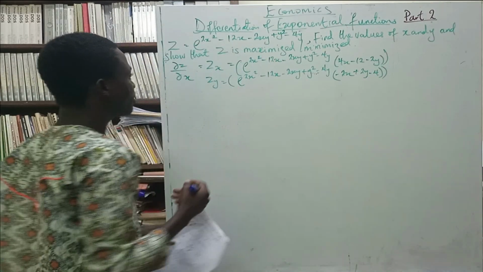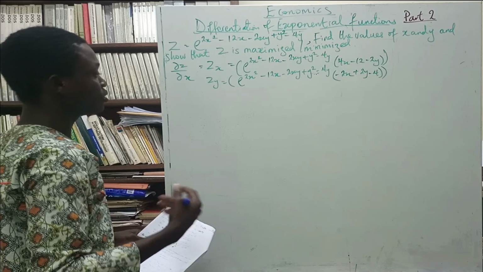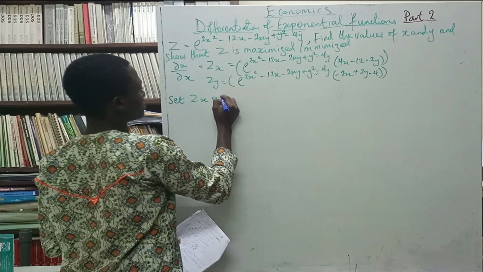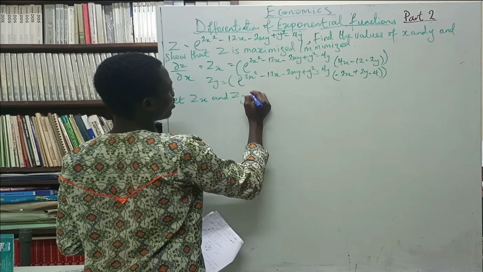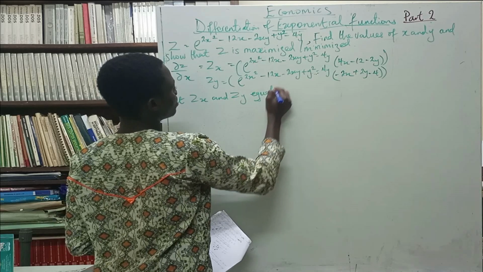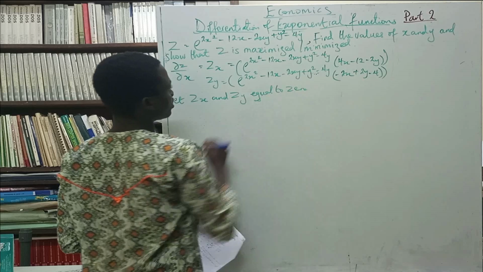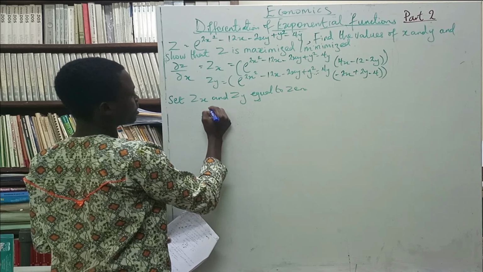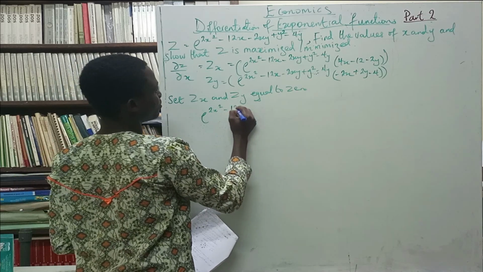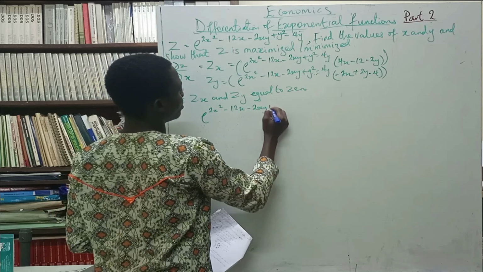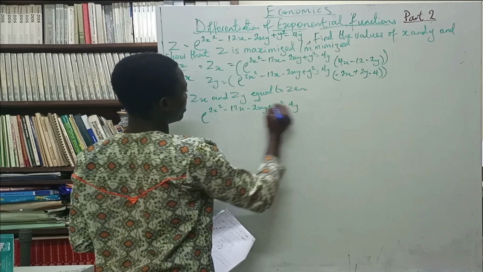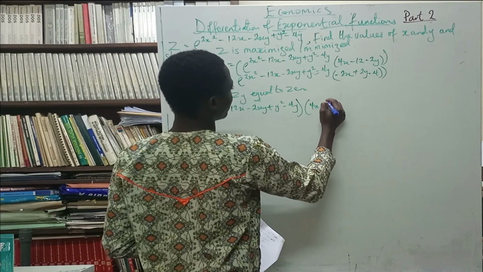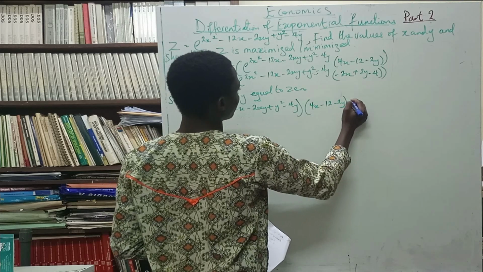Now to get the critical point, what you have to do is set zx and zy equal to 0. So doing that, we are going to have e raised to 2x squared minus 12x minus 2xy plus y squared minus 4y, this into brackets 4x minus 12 minus 2y, equals 0.